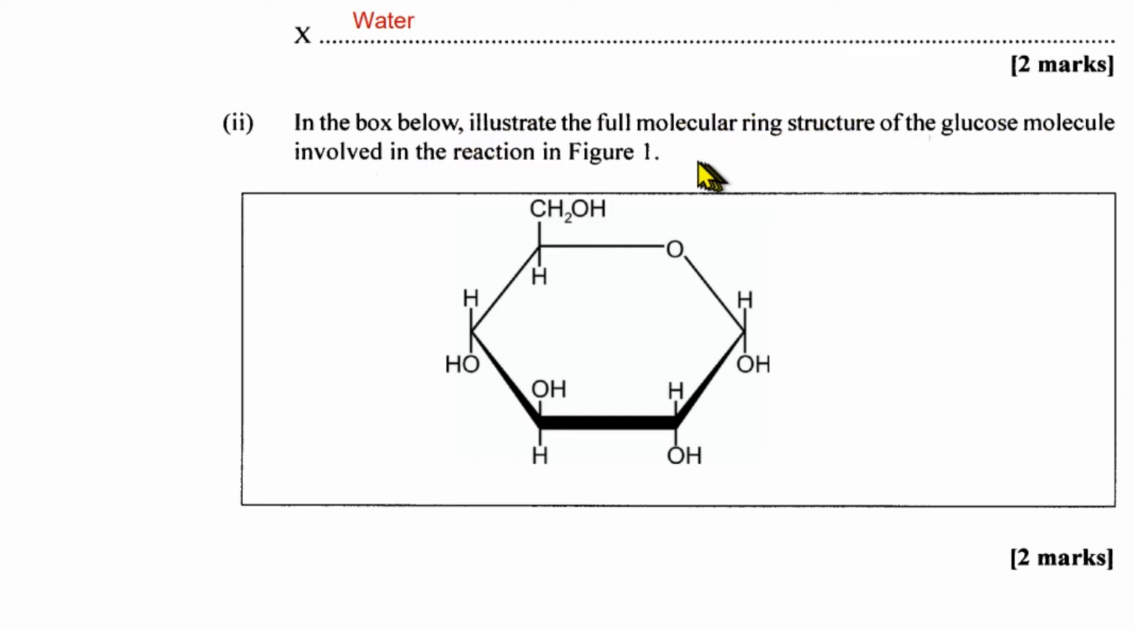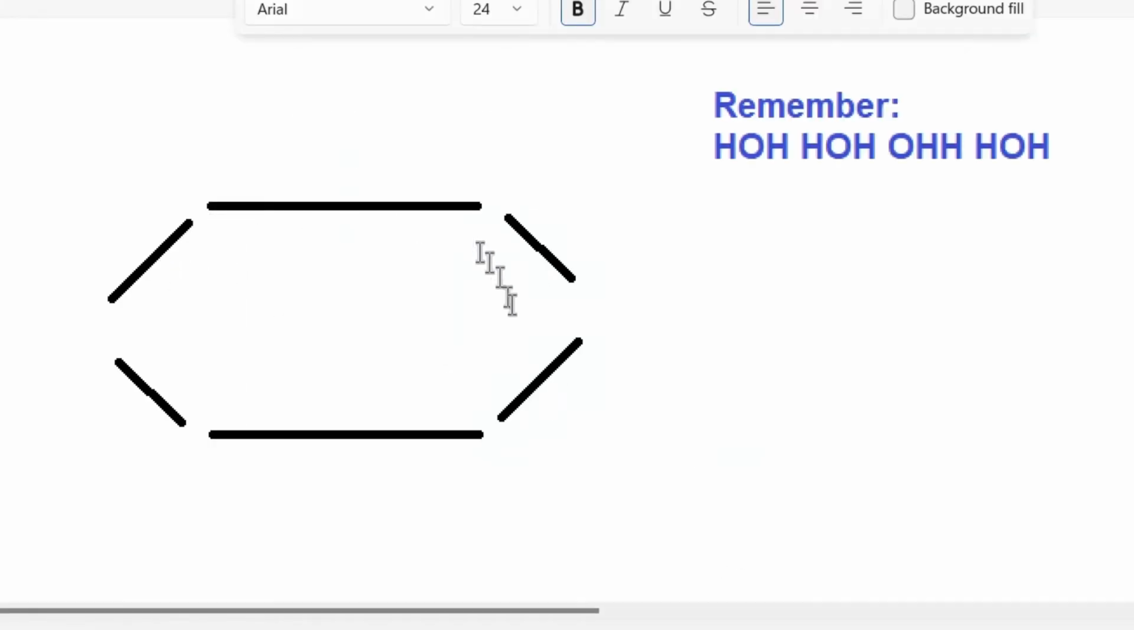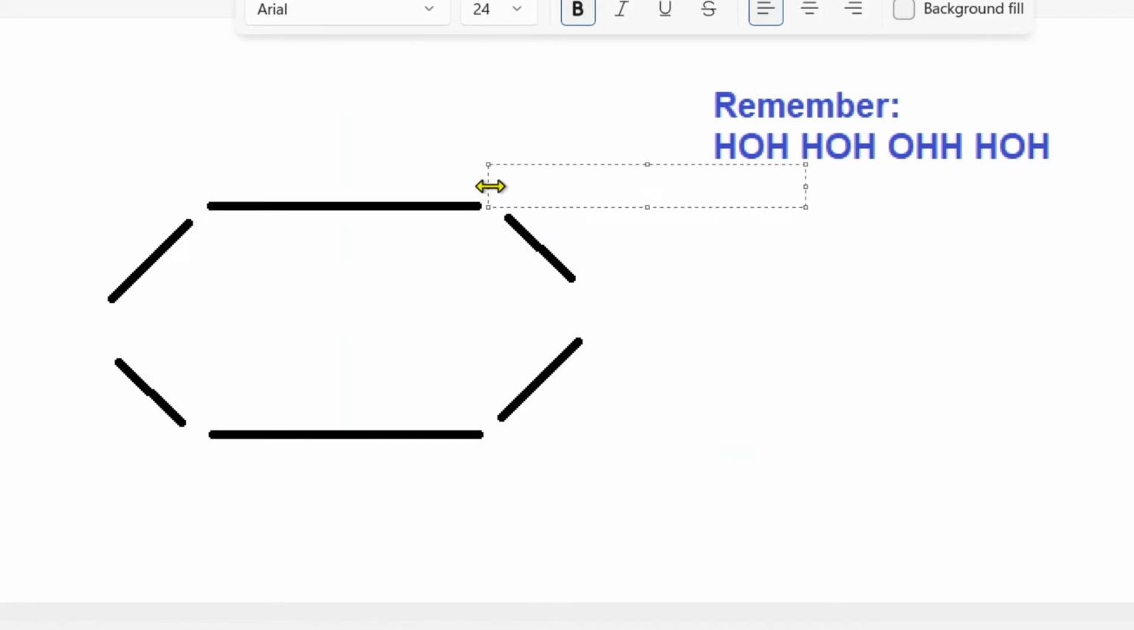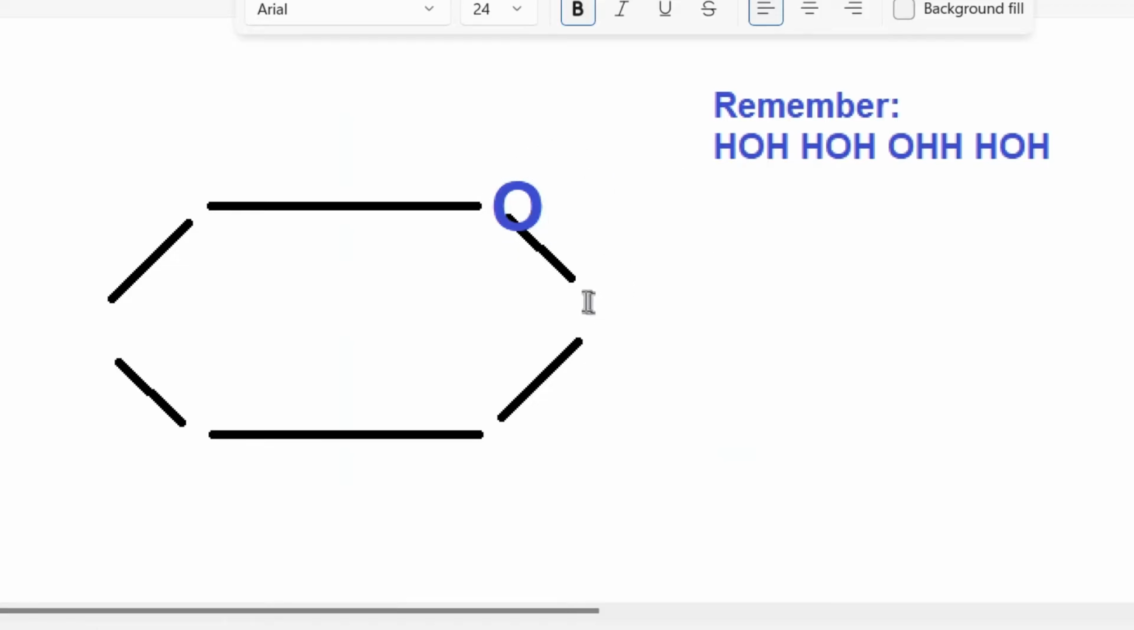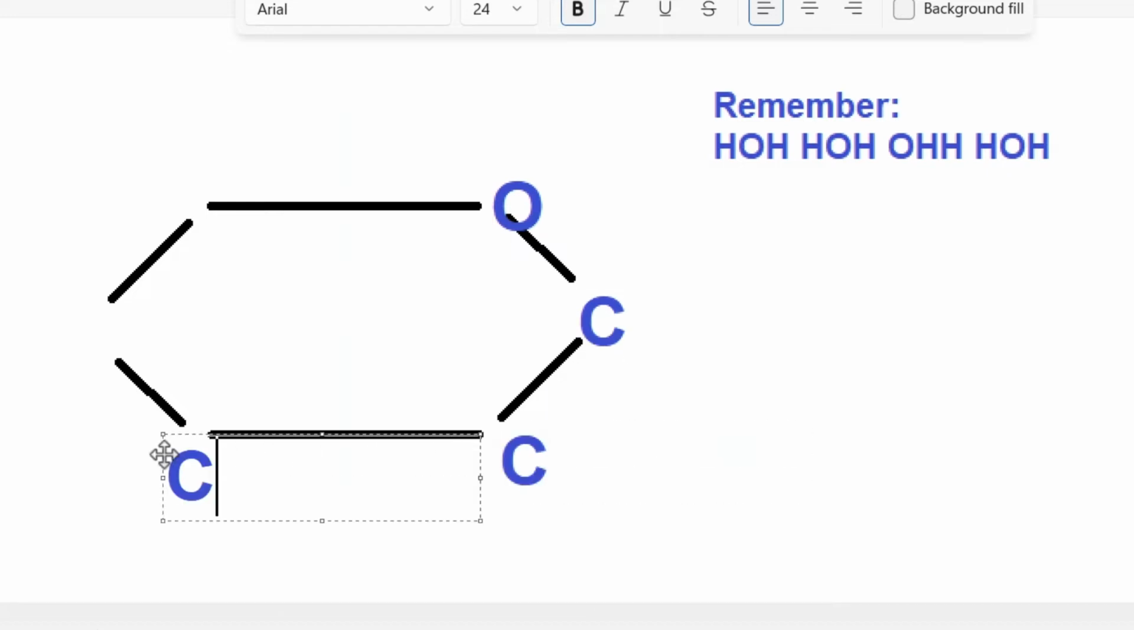Our next question: in the box below, illustrate the full molecular ring structure of the glucose molecule involved in the reaction in figure 1. Here you can see the molecule, but let me take you step by step on how to draw it. This is the skeleton for a glucose molecule. It is a hexagon, and we start here. This is going to start with an oxygen, but it's going to be surrounded by carbon. So here is going to be a carbon all throughout.